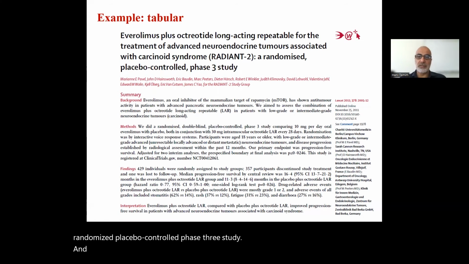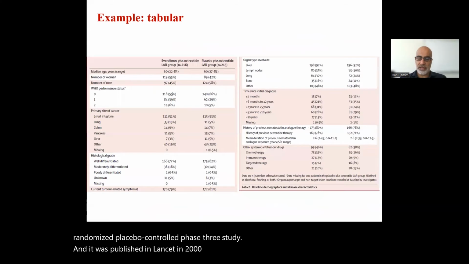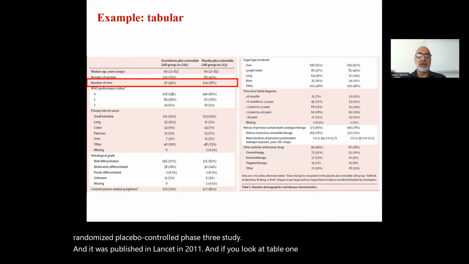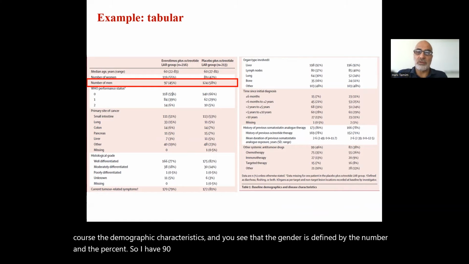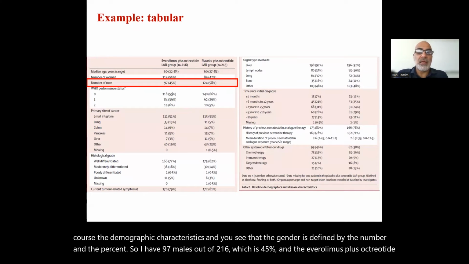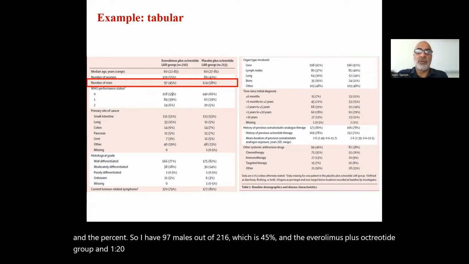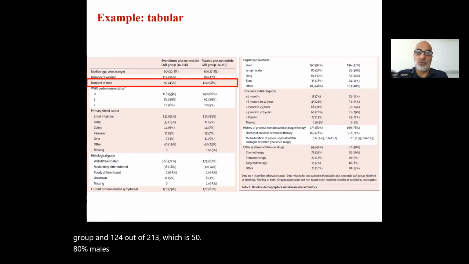This is an example of a paper on a clinical trial, a randomized placebo-controlled phase 3 study. It was published in Lancet in 2011. And if you look at table one, it summarizes, of course, the demographic characteristics. And we see that the gender is defined by the number and the percent. So I have 97 males out of 216, which is 45% in the everolimus plus octreotide group, and 124 out of 213, which is 58% males in the placebo group.